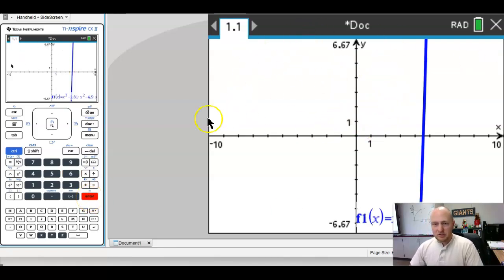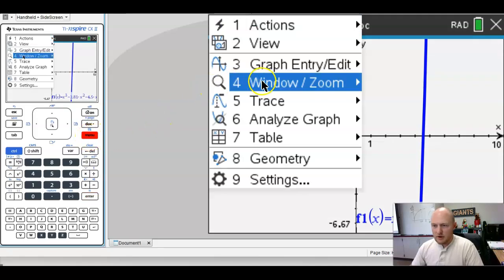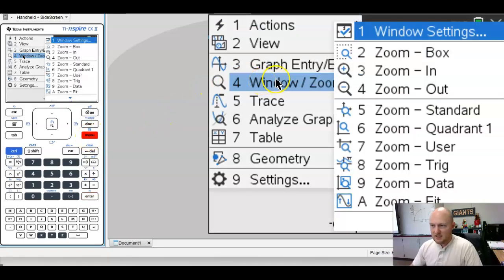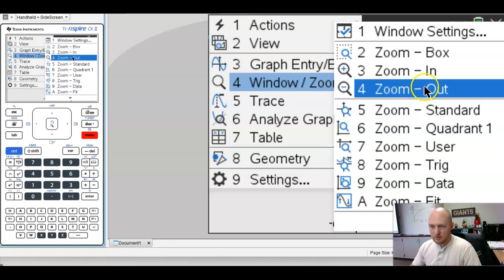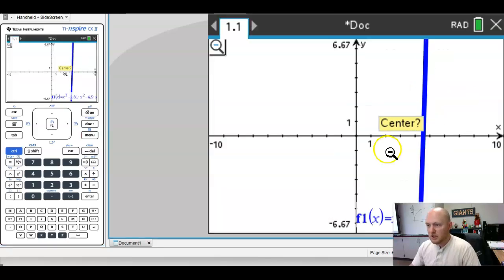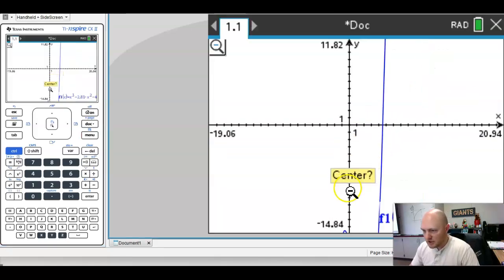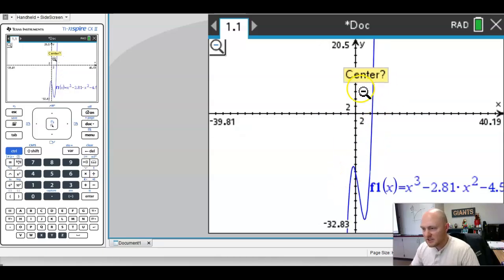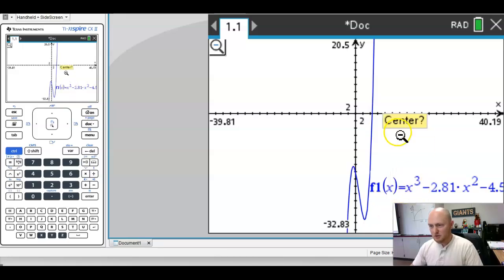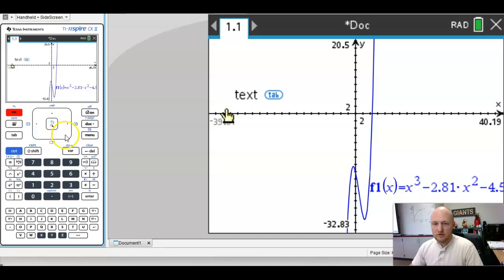Now, I'm not completely sold on this graph. I want to remind you to change your window. I can't see much, so I'm going to zoom out. Again, menu, number 4, zoom out. I'm looking for zeros. I see 1, but I don't see the entire graph. Now that I see this, I feel better about this cubic function. It looks like I have 1 real zero and then maybe 2 imaginary. And we want to find the zeros.